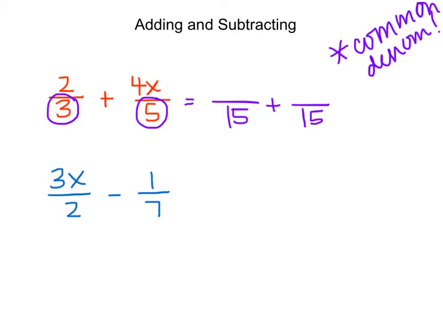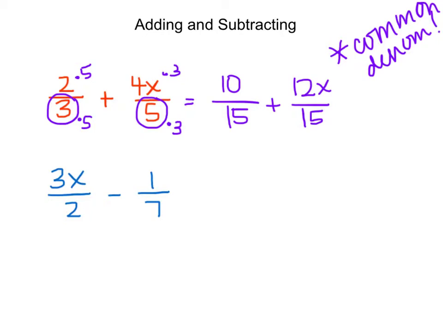Okay, if I'm changing both of the original denominators, then the original numerators need to change also. So the 3, which is now turned into a 15, was multiplied by 5, which means I'm also going to multiply its numerator by 5. So 2 times 5 gives me a new numerator of 10. Okay, the 5 from my second fraction was multiplied by 3, so I'm going to multiply its numerator by 3. And 4x times 3 gives me 12x.